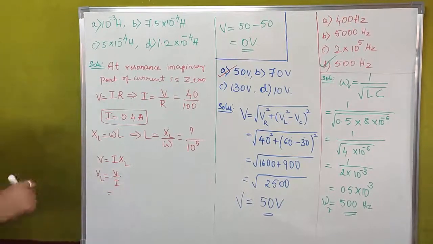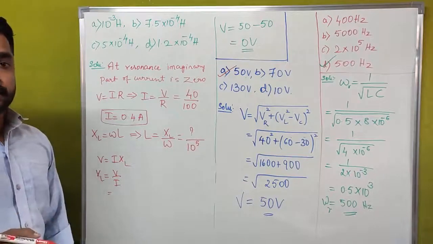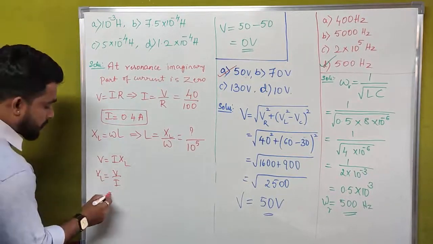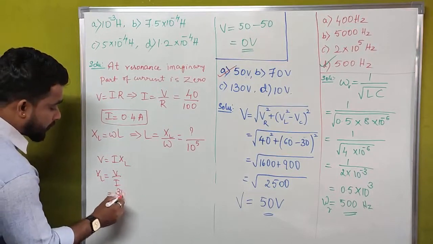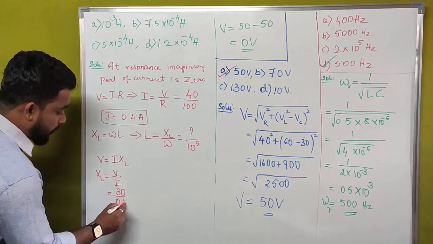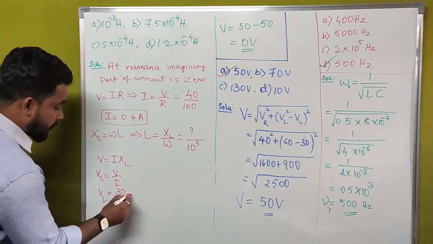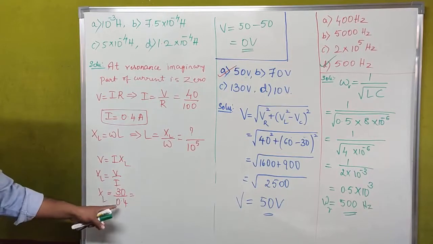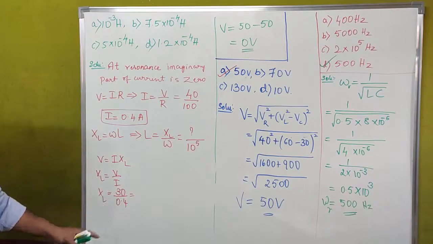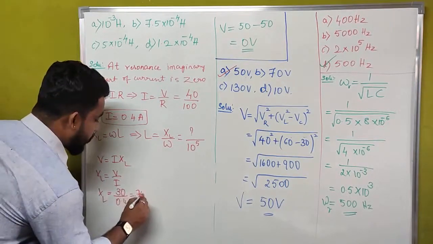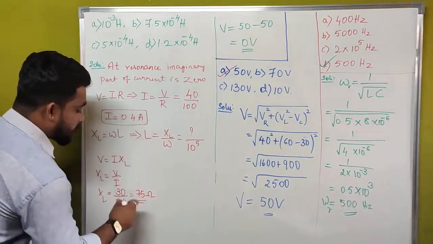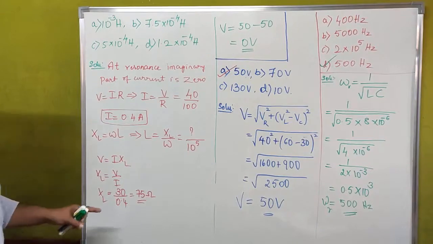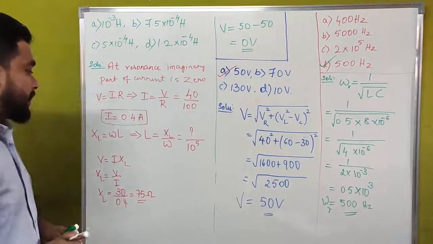What is the voltage across inductor? Voltage across inductor is equal to 30 volts. 30 divided by 0.4. XL is equal to 30 divided by 0.4. If we divide 30 by 0.4, what we will get? That is 75 ohms. This is the value of inductive reactance. The value of inductive reactance is equal to 75 ohms.